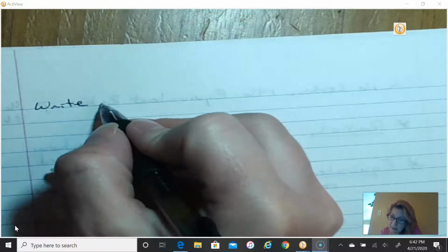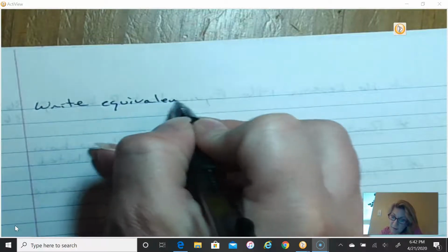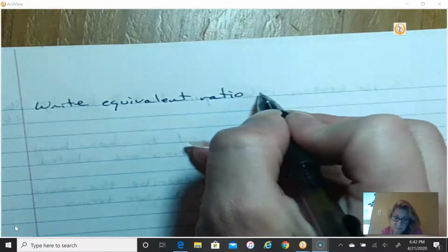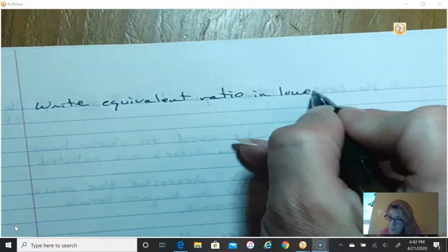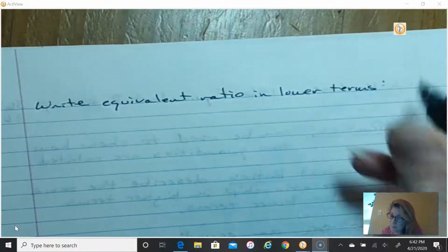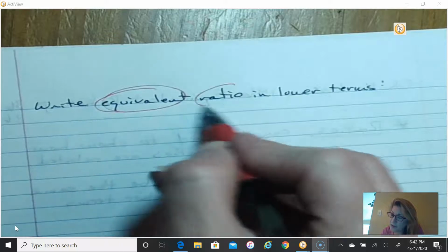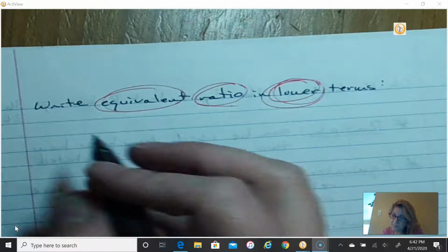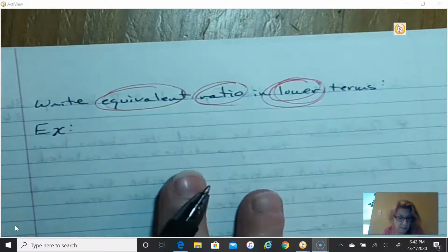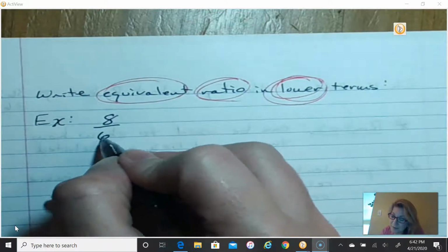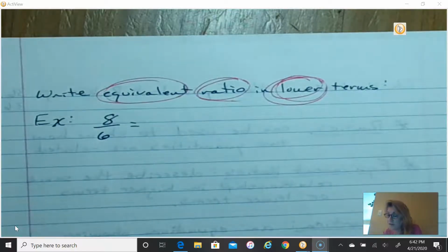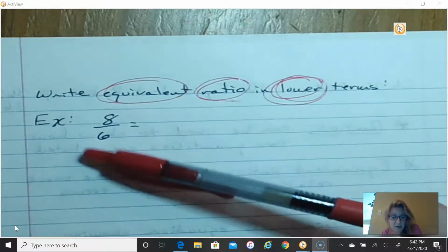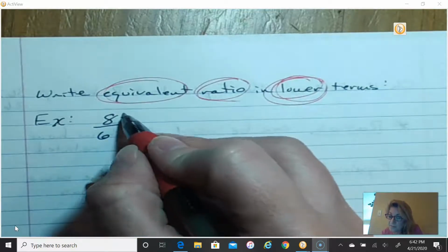What if the directions say, this time, write an equivalent ratio in lower terms? Equivalent ratio, not a fraction, but it may look like a fraction, in lower terms. This is where that reducing comes in. So we're getting lower, reducing. What number can be divided into both of those, top and bottom? 2.